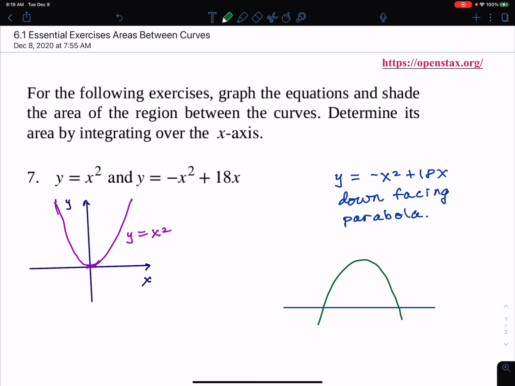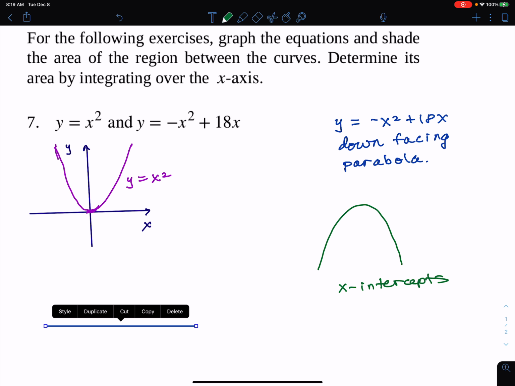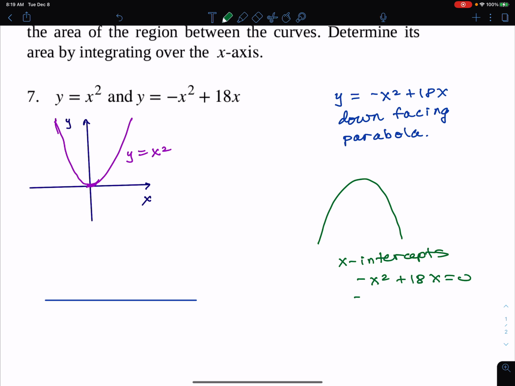Well, actually, I don't quite know that it lies above the x-axis, so let me find the x-intercepts. Without doing calculations, how do I know it even lies above the x-axis? So let's hold off on that, but it is down facing. Let me set this equal to 0. If I factor out negative x, I'll get negative x times x minus 18 equals 0. So x equals 0, x equals 18.